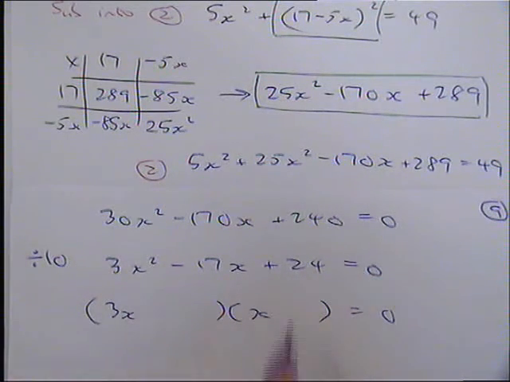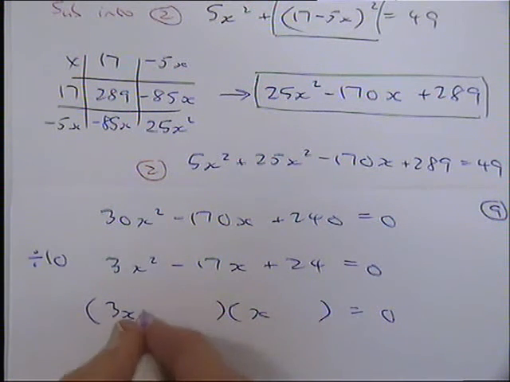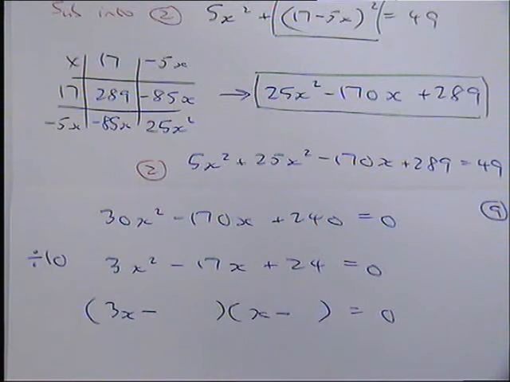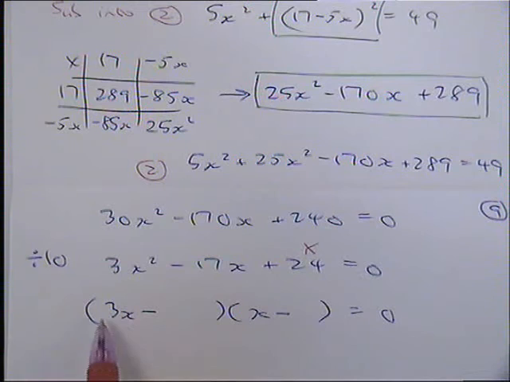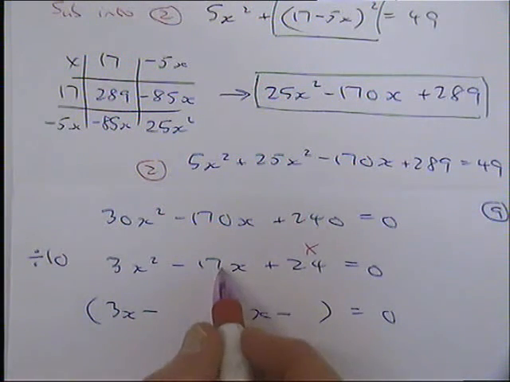3x and an x. The positive sign at the end tells me both signs are the same as that sign there. So I can put that in. I need two numbers that multiply together to get 24, and when I triple one of them and combine it with the other, I will get 17.